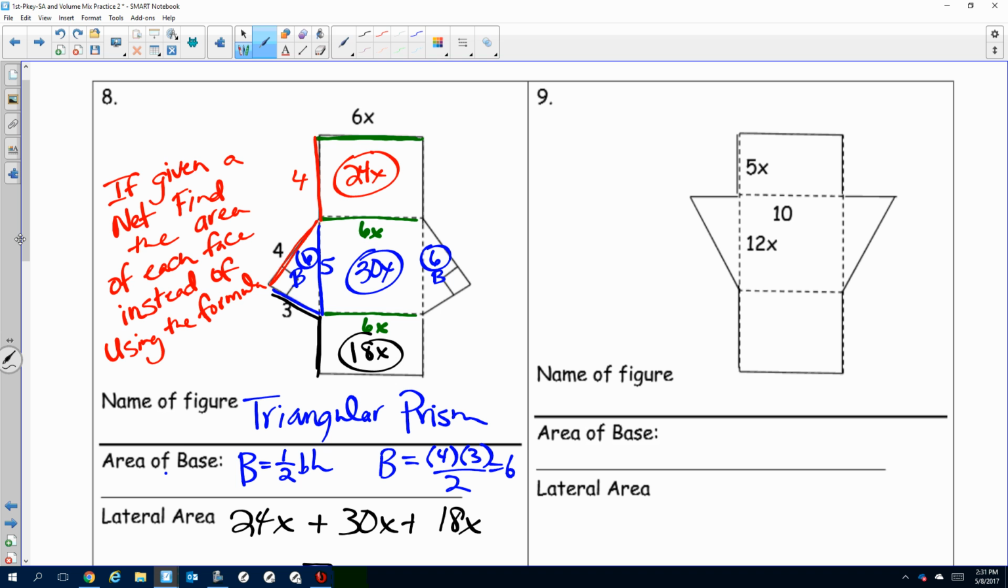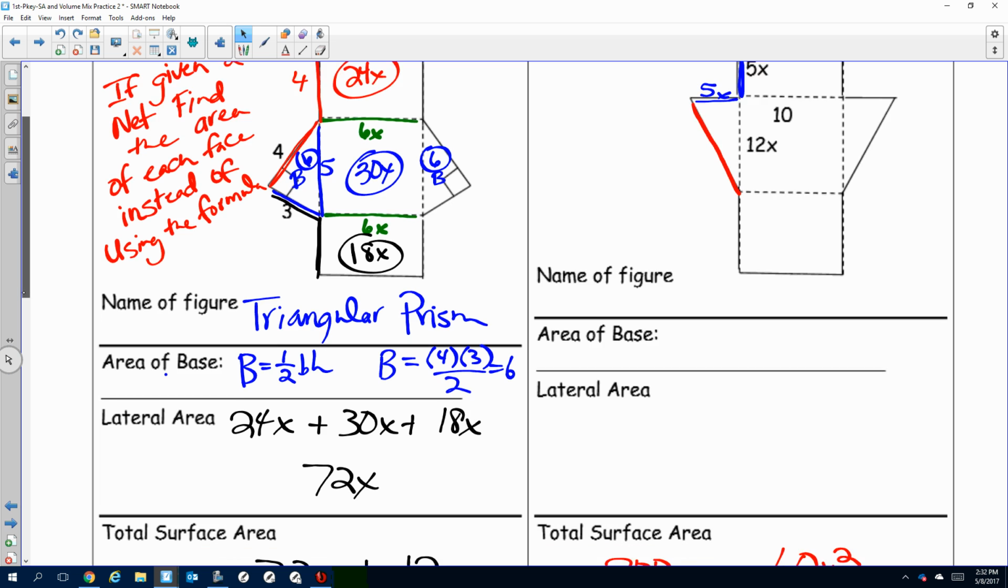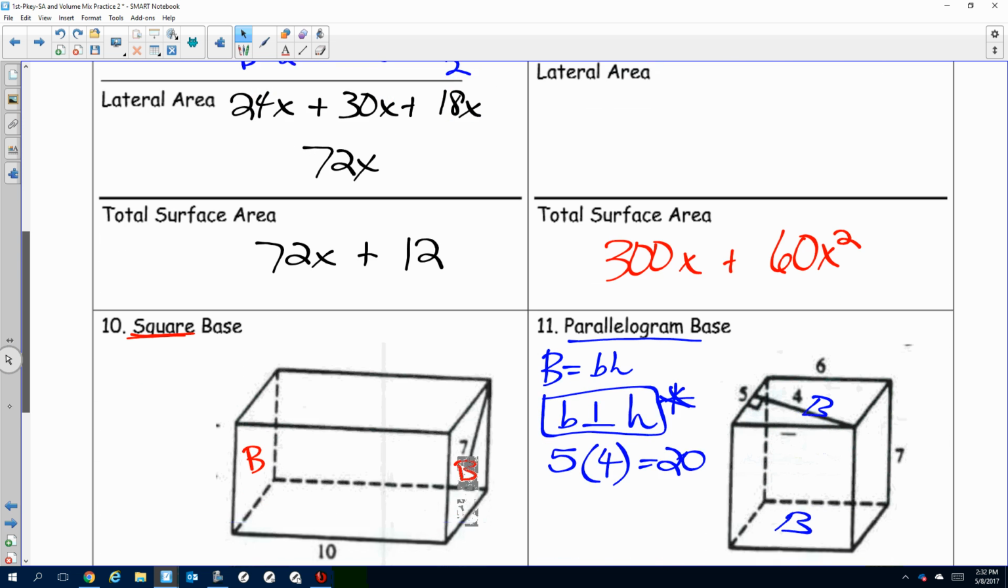And I gave you a clue. Make sure we understand if it's 5x here, then that is also 5x. You can do Pythagorean theorem to find your missing hypotenuse. It is a triple. Some of you have already seen that. So try to break it into each individual face, add them up to get the sum of the lateral, and then the total sum, which I gave you.